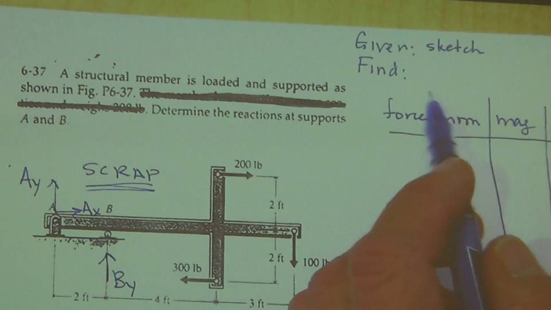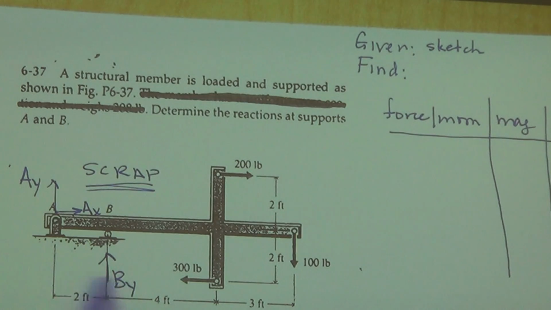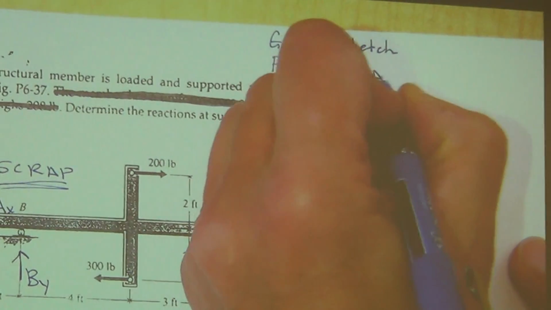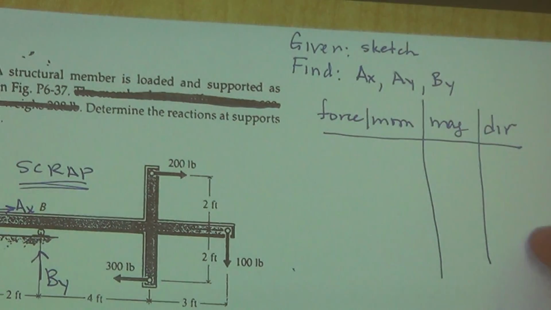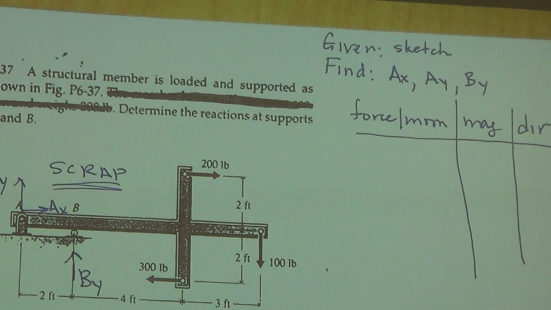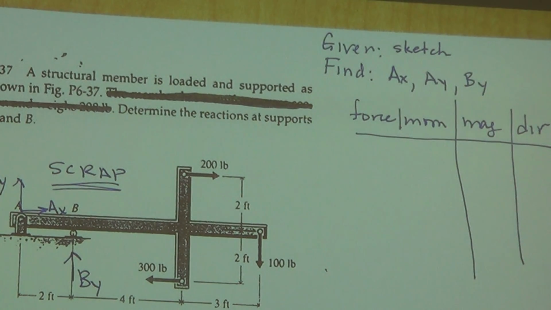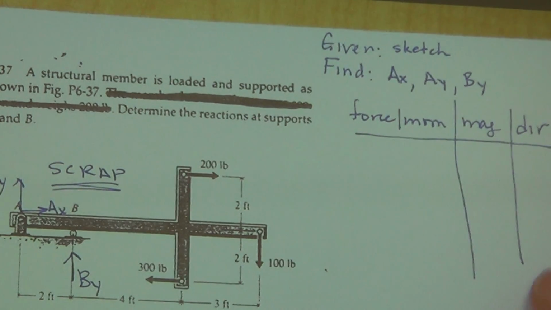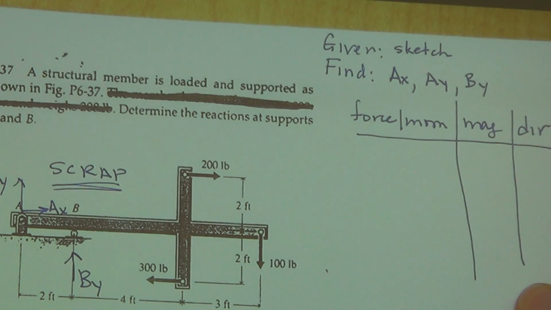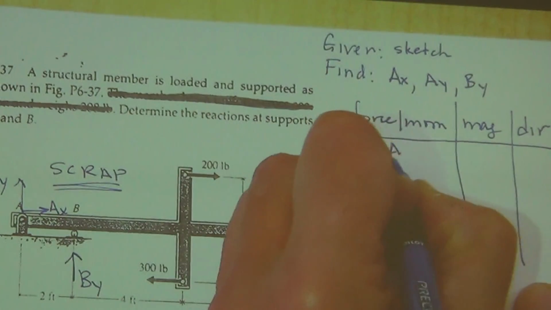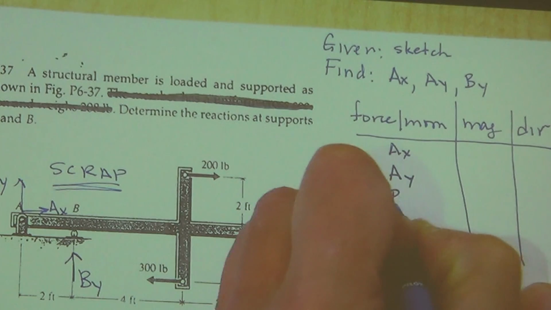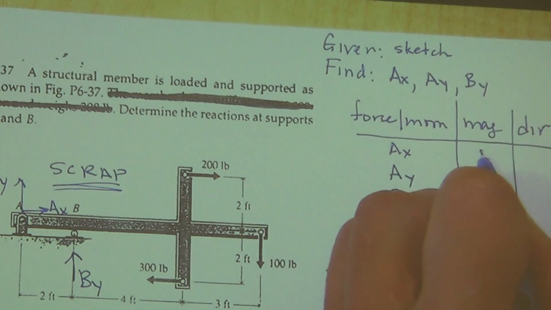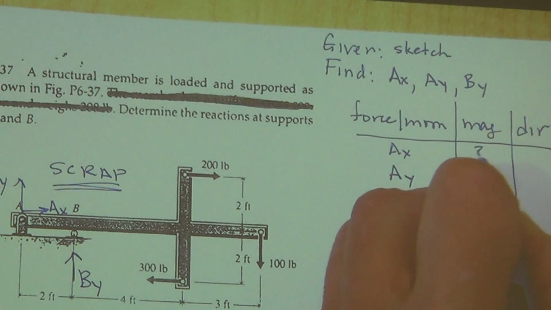So now, going back up here, since I wanted to introduce one set of variables, determine the reactions at supports A and B, well now I'm going to write AX, AY, BY. Okay, so let's figure out what other forces are around. So we have AX, AY and BY. Do I know their magnitudes? No. Question mark, question mark.